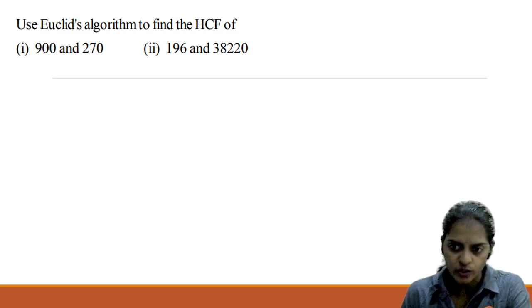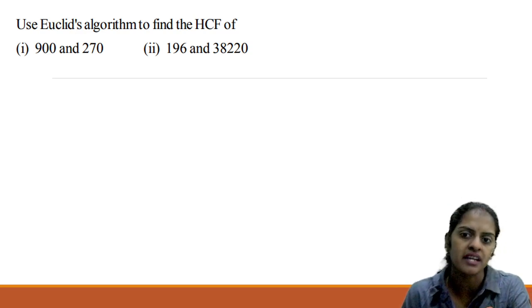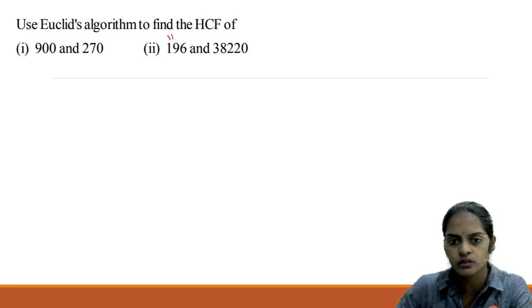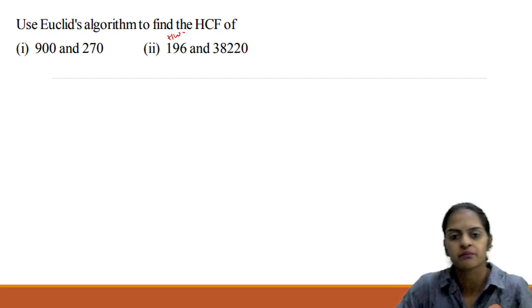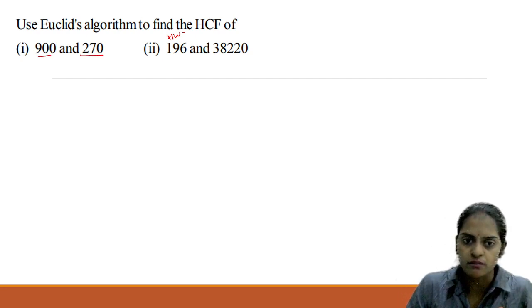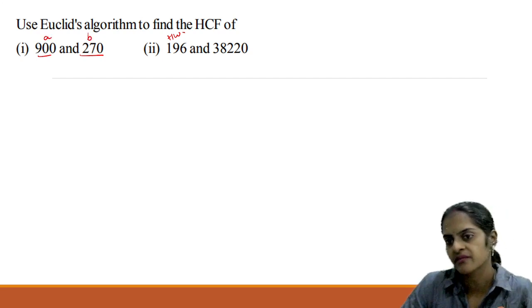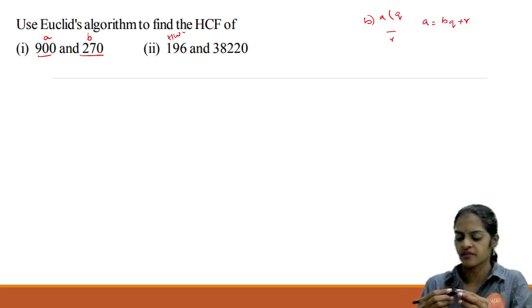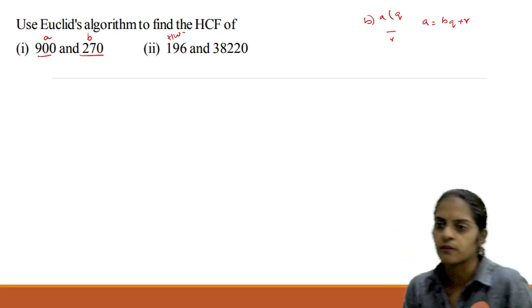Yes, the very first one: use Euclid's algorithm to find the HCF of 900 and 270. So one I will do, the other I will give you as homework. Out of the two numbers, choose the bigger number as the dividend and the smaller number as the divisor. We know A is divided by B, so you have a quotient and remainder. So how do you write? A is equal to BQ plus R, isn't it? A is equal to BQ plus R.